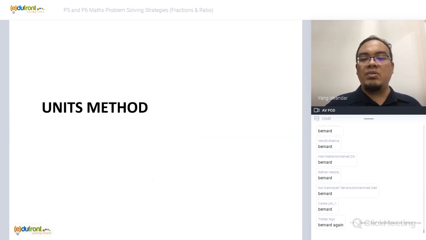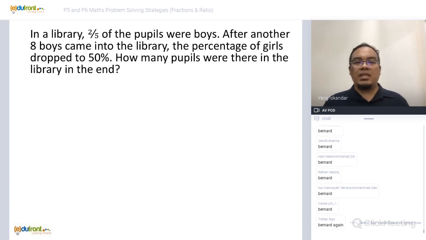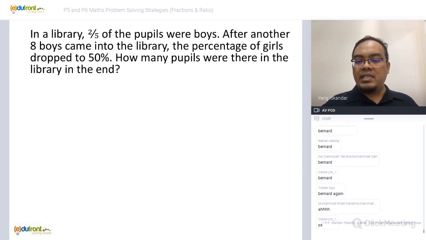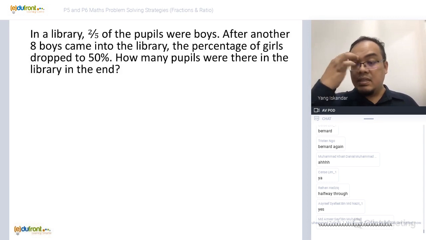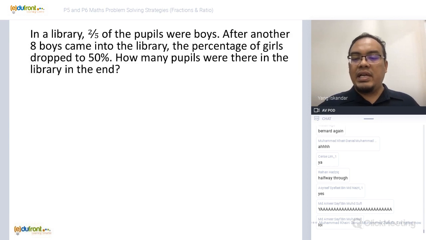All right? So I'm going to show you next using the units method. How are you going to solve this problem using the unit method? I'm going to give you a slightly more difficult question, involving percentage. Now, P5 students, have you all learned percentage? I know some schools are learning, or some schools are just starting, or you have not learned. Okay, so for the P6 students, no problem. For the P5, I think you need to bear with me, but this is quite an easy percentage.